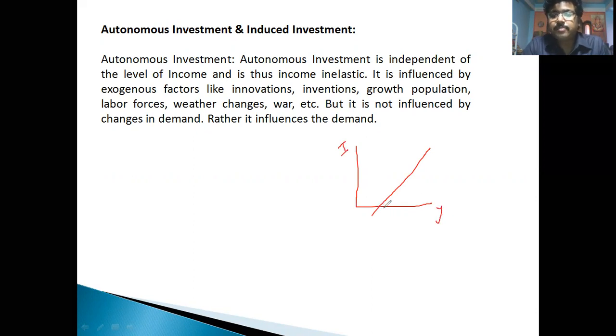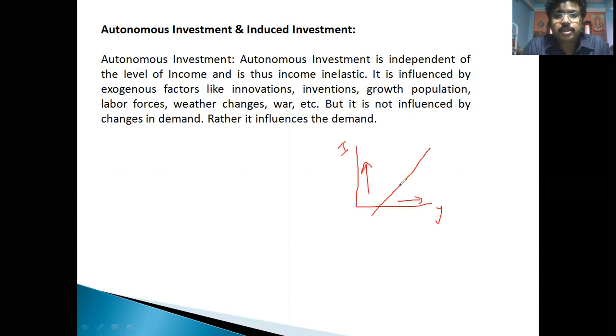So if income increases, investment also increases. And this is the point where investment is zero. So induced investment is a function of income. Now, there is autonomous investment.